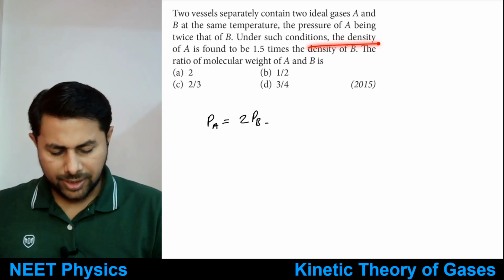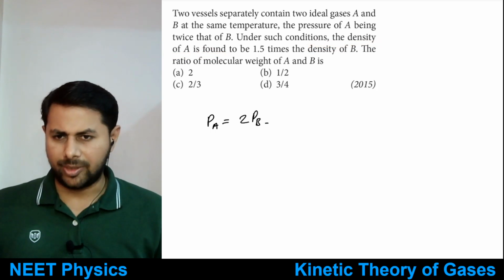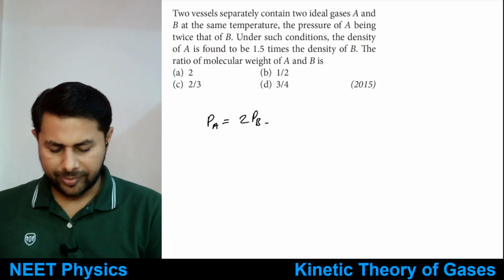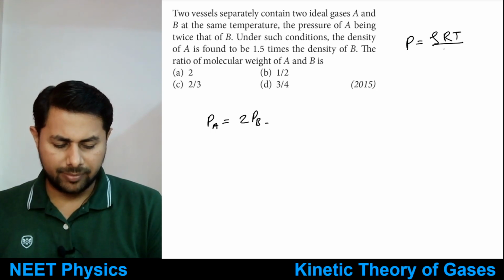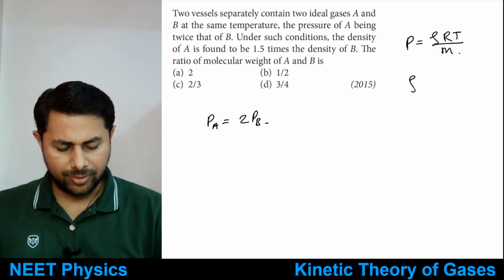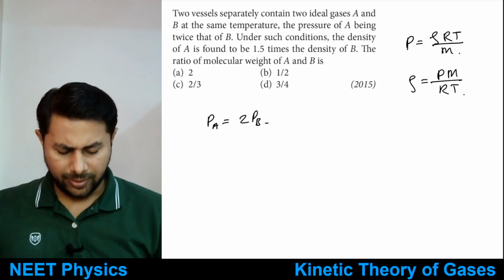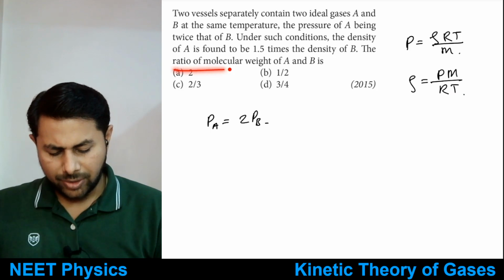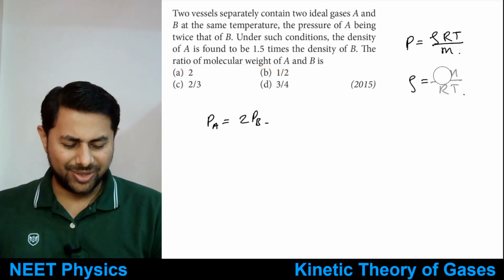Under such conditions, the density of A is found to be 1.5 times the density of B. Again the same formula, right? So pressure is equal to rho RT by M. That means rho is equal to PM by RT. So the ratio of molecular weight of A to B, we want the ratio of molecular weights.